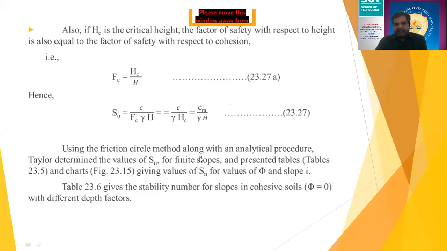Using this friction circle method with analytical procedures, whatever method we have seen as the friction circle, Taylor has determined the stability number Sn for a number of trials. And he has given the chart which gives the value of stability number for various values of phi and the slope angle i. I will show you this graph. The table is also given based upon this particular chart, for cohesive soil, since this particular method is used for cohesive soil.